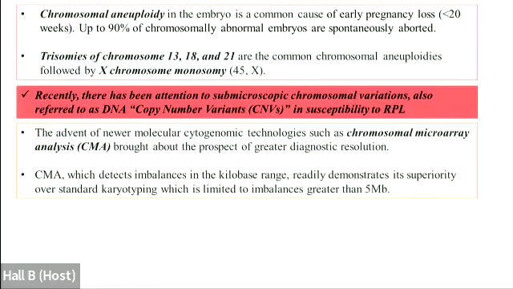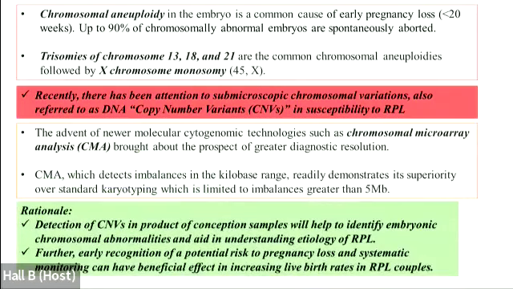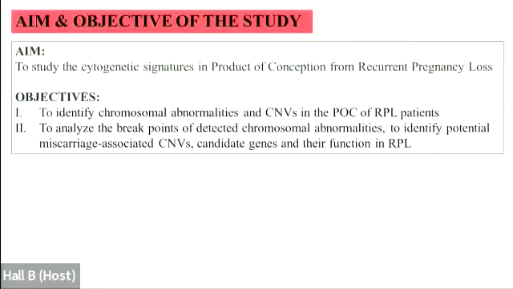Now, CMA can detect imbalances as small as kilobase pairs in size, and it has shown superiority over the standard karyotyping method. So this brings us to the rationale that detection of CNVs in the product of conception samples will help to identify the embryonic chromosomal abnormalities, and it will aid us in understanding the etiology of RPL. Further, early recognition of the potential risk of pregnancy losses and systematic monitoring will have a beneficial effect in increasing the live birth rate in such couples.